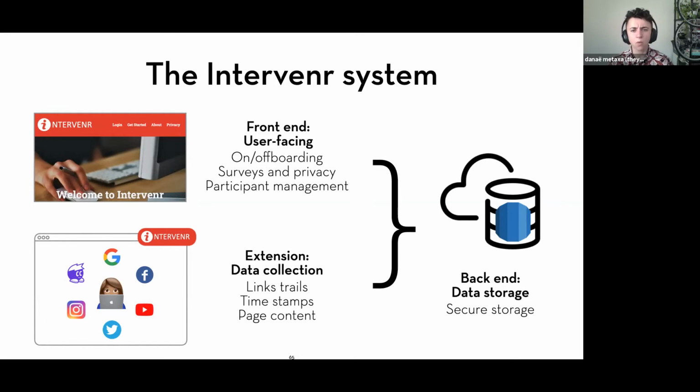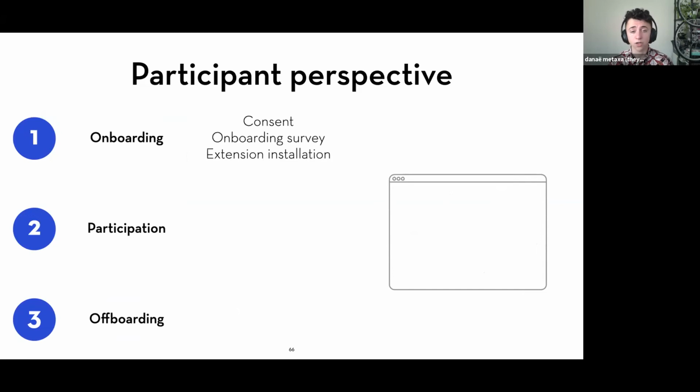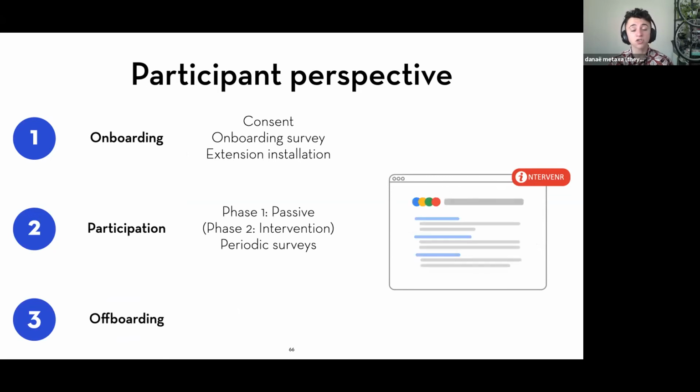To make this a little more concrete, I'll walk you through Intervenor's use from the perspective of a participant and then of a researcher. So from a participant's perspective, their experience of Intervenor has 3 parts: onboarding, participation, and offboarding. During onboarding, they're consented and they complete an onboarding survey, and then they're walked through the extension installation process. During participation, there are 2 phases. First, the extension passively collects data from their normal browsing to establish a baseline for each participant. And during the second optional phase, the system deploys interventions, changing their browsing experience. And finally, after their participation is over, they uninstall the extension, complete an exit survey, receive payment, and can potentially be contacted with follow-ups in the future.